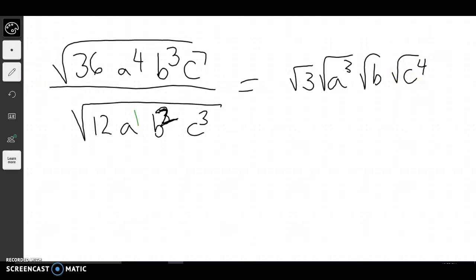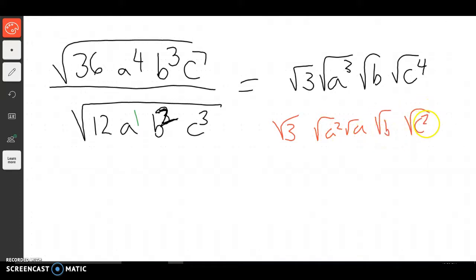Now, again, everything canceled off the bottom, but we still need to simplify as much as we can. Radical 3 is just radical 3. a to the third is really a squared and a. Radical b is just radical b. And c to the fourth is really c squared and c squared.